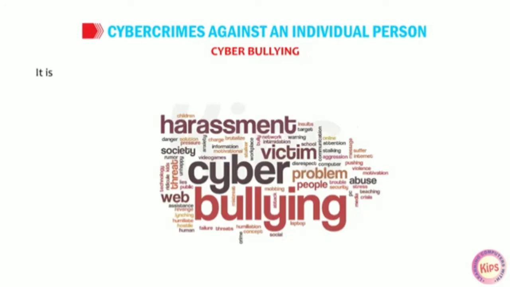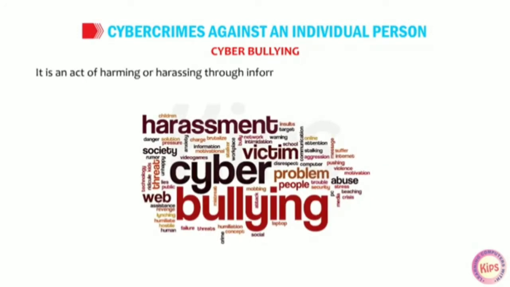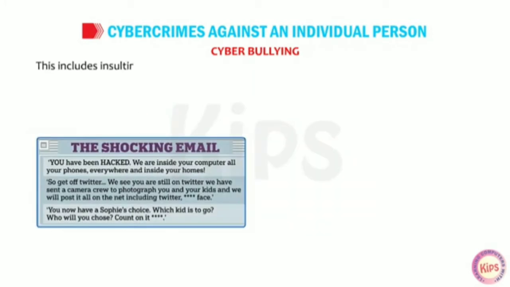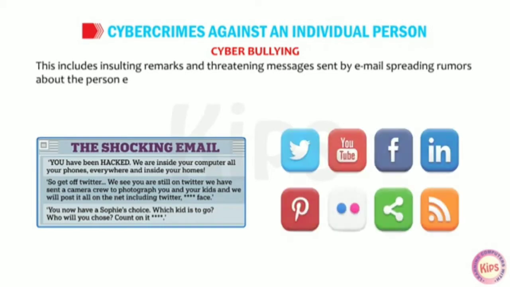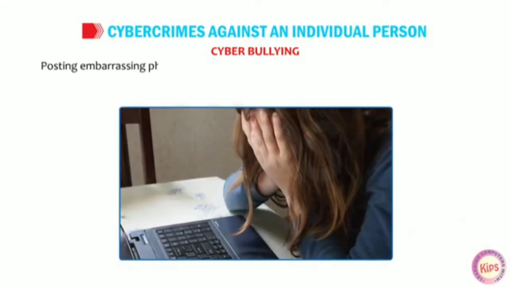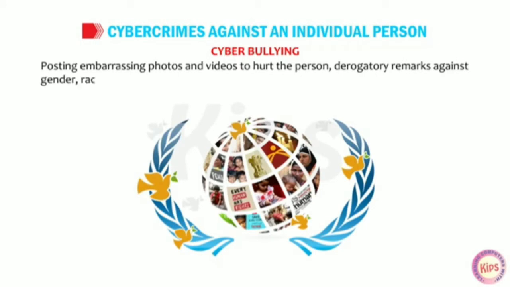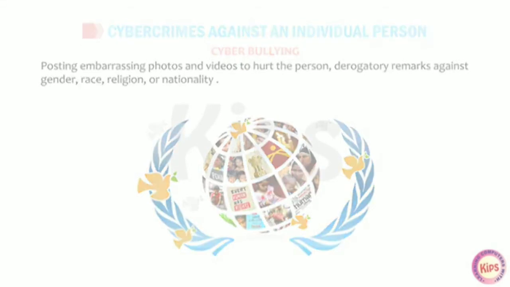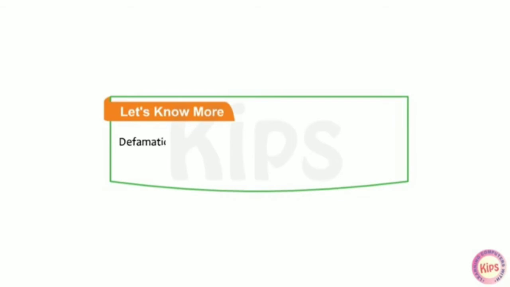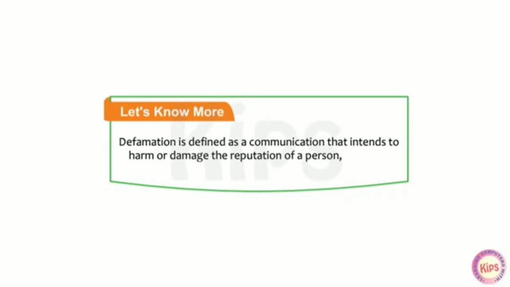Cybercrime against an individual also contains cyberbullying. It is an act of harming or harassing through information technology. This includes insulting remarks and threatening messages sent by email, spreading rumors about the person either by emails or social networking sites, and posting embarrassing photos and videos to hurt the person and reduce dignity, on the basis of gender, race, religion, or nationality. Let us know that defamation is defined as a communication that intends to harm or damage the reputation of a person, business, product, government, religion, or nation.